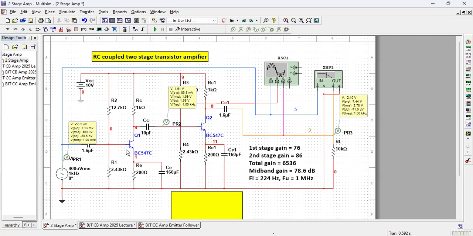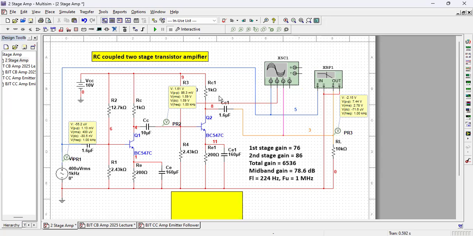So what is the first stage gain? 86.3 divided by 1.13. First stage gain is around 76. So I have read first stage gain as 76.